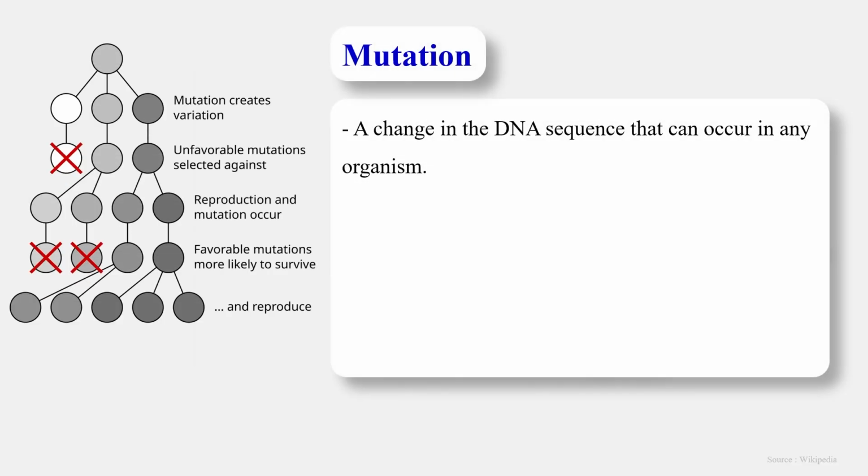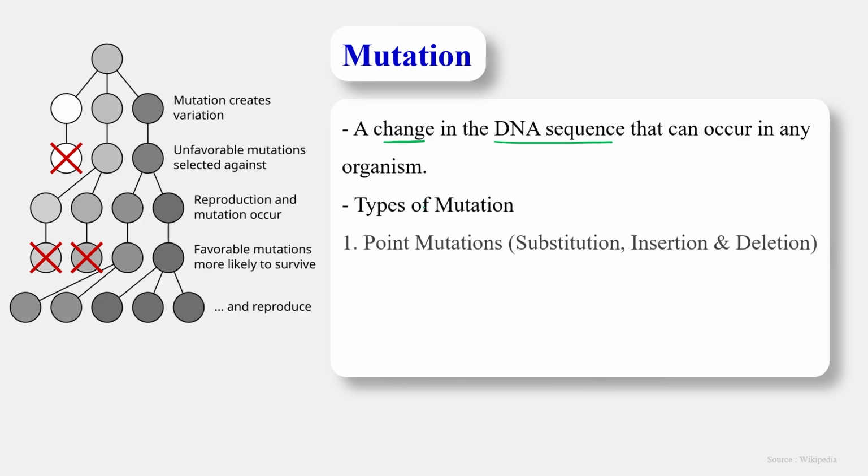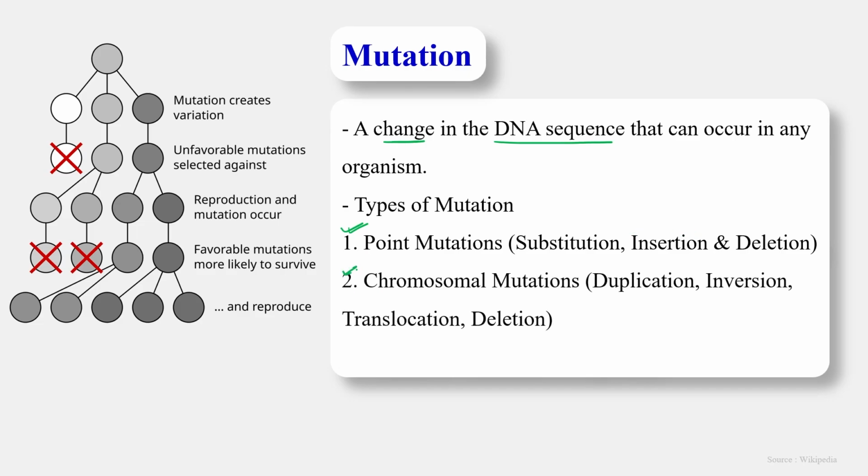Now, mutation. What is mutation? Mutation is a change in a DNA sequence that can occur in any organism. Let's discuss different types of mutation. Point mutation is when there is a substitution of a nucleotide, an insertion of a nucleotide, or a deletion of a nucleotide. Chromosomal mutation is the second type of mutation, where duplication of a chromosome, inversion, translocation or deletion can occur. Third is genomic mutation, meaning polyploidy.